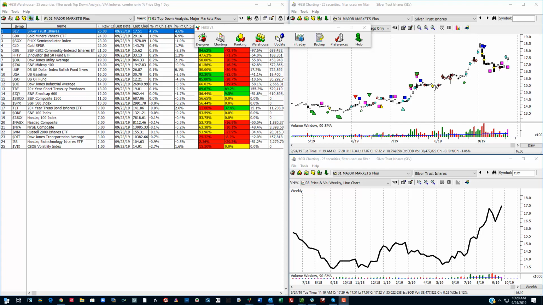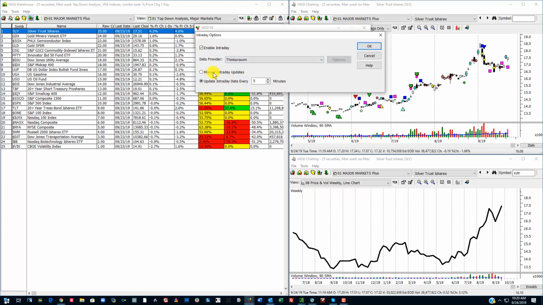I'm doing it on the same day as I did the pre-market analysis. What is happening is I am using thinkorswim as my trading platform, and it also drives the data in HGSI for intraday. So I'm going to click on this main menu, the intraday icon. I have the options, the data provider.